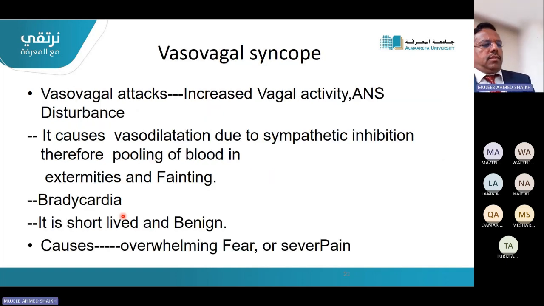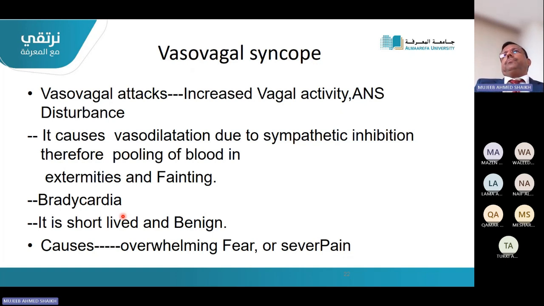Why does syncope occur? This is due to vagus nerve stimulation. Vagus nerve stimulation will cause decreased heart rate, so decreased cardiac output. Also, sympathetic discharge is decreased. Whenever parasympathetic increases slightly, sympathetic discharge will decrease, and this will lead to vasodilatation, and blood will be pulled towards the extremities. So there will be two things: bradycardia will be there, and blood will be on the peripheral side. This will cause decreased blood flow to the brain for a moment.